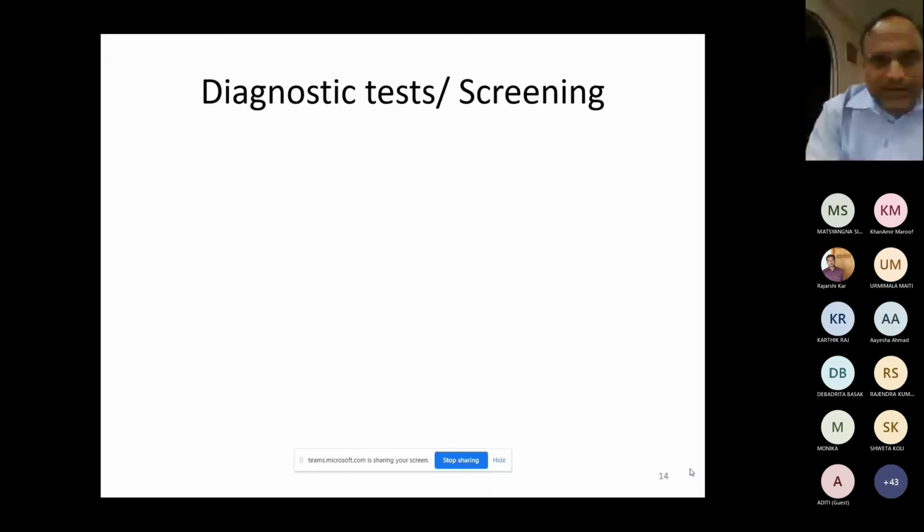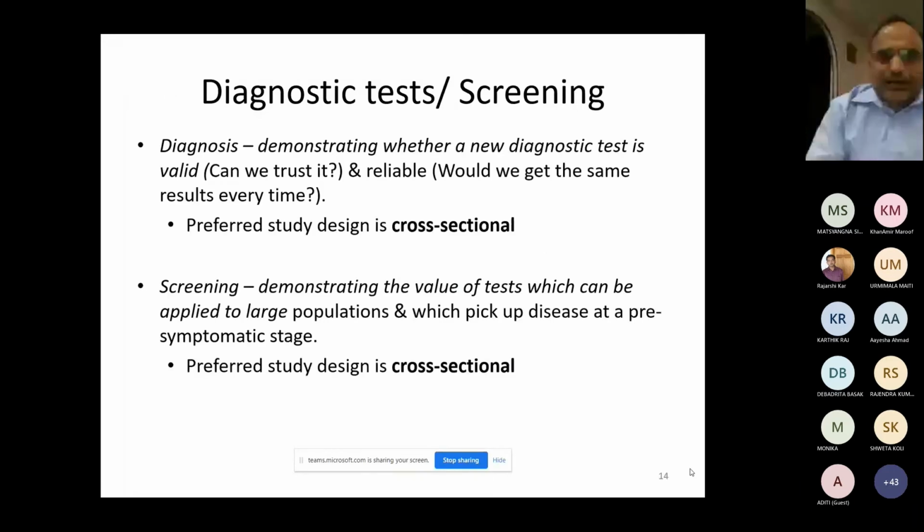So essentially the diagnostic studies, when we want to demonstrate whether a new diagnostic test is valid or reliable, the preferred study design is cross sectional. Screening करनी है, पता लगाना है कि any test which is done in the large population, it can pick up disease early. कुछ कैंसर को early diagnosis कर लेगा pap smear. Again the preferred study design is cross sectional.